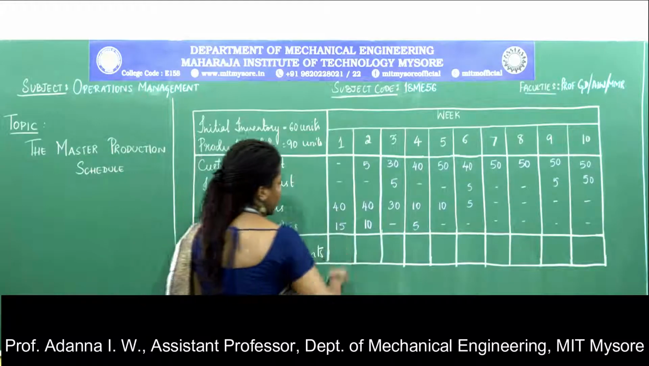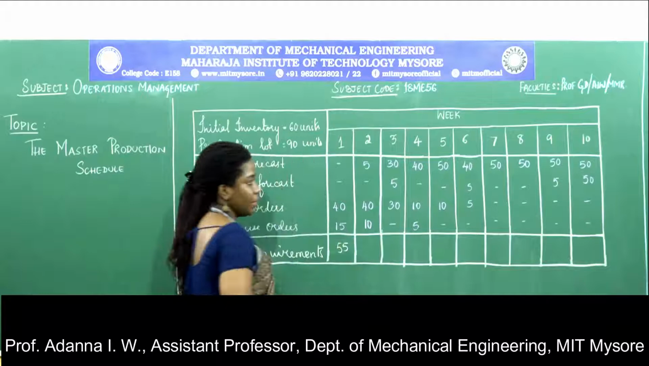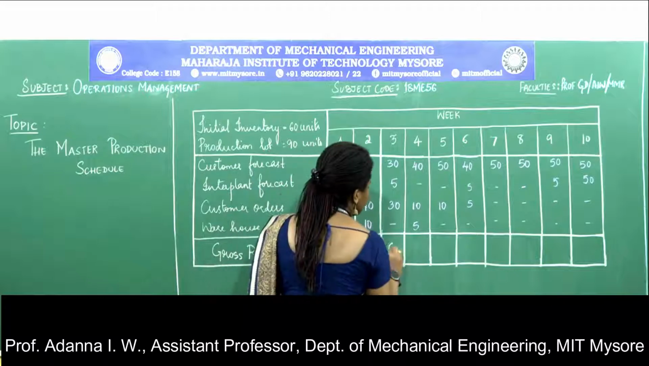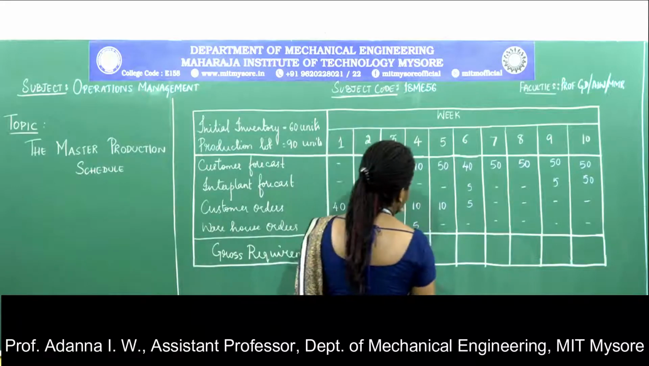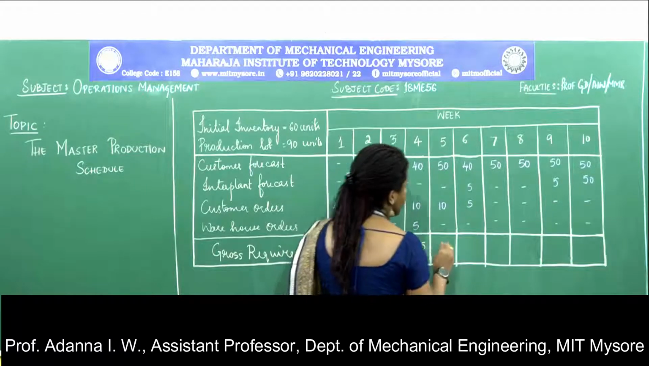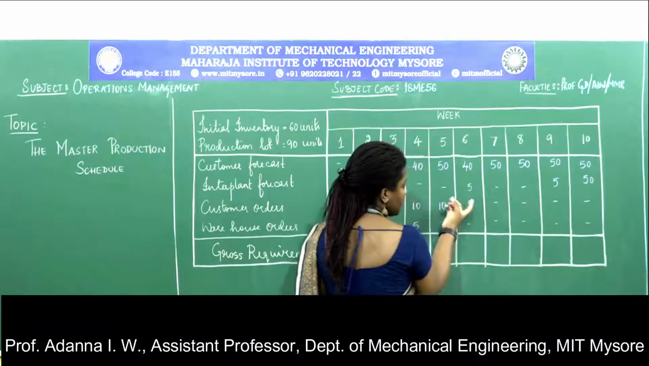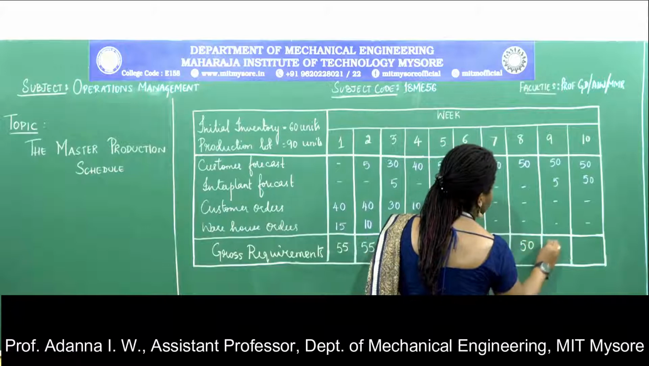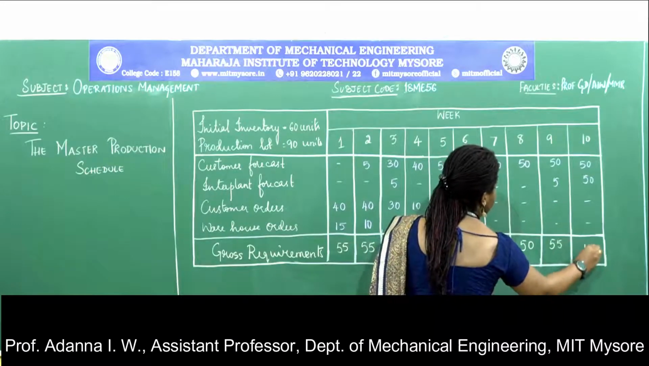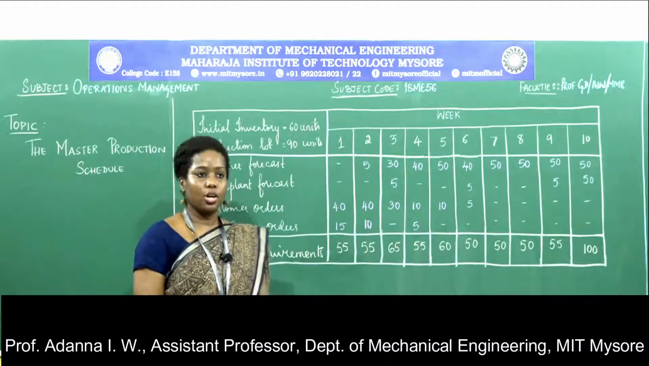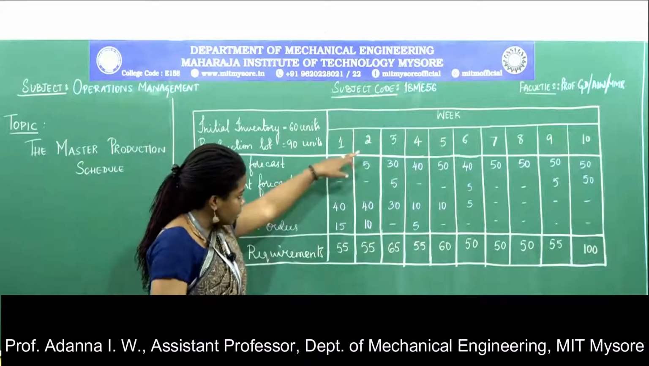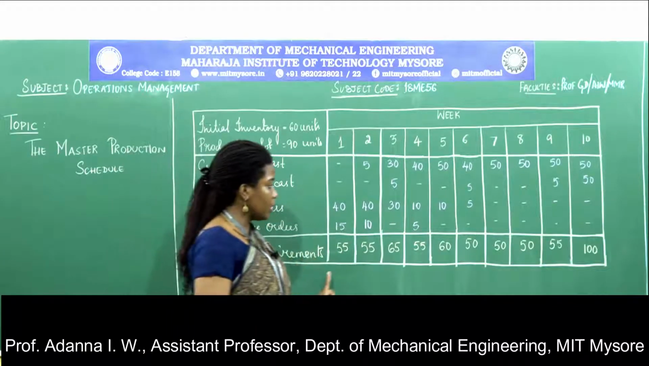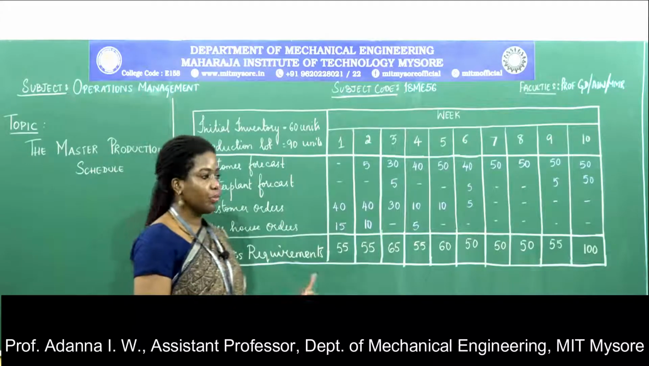Okay, so here we will add these two and get 55. Again 55, 65, 55, 60, 40 plus 5 plus 5, 50, 50, 50, 55, 100. We have just got the gross requirement by adding every single weekly requirement that is there. Forecasts and the orders. Sum them up, you will get the gross requirements for the end of each week.